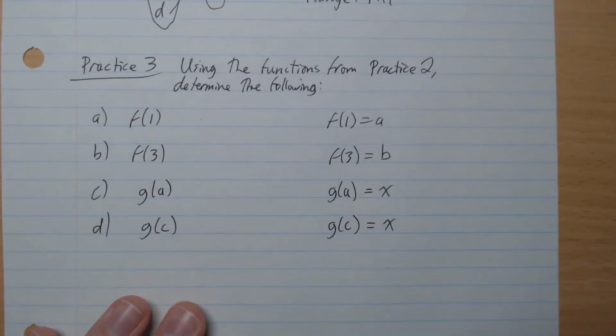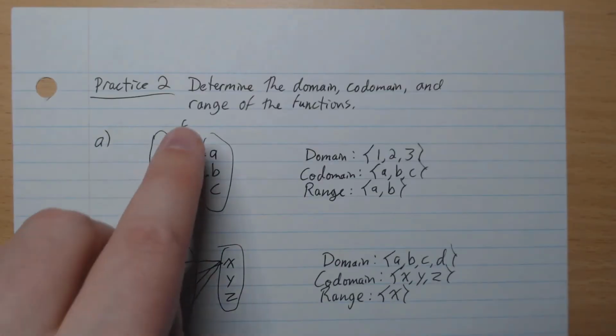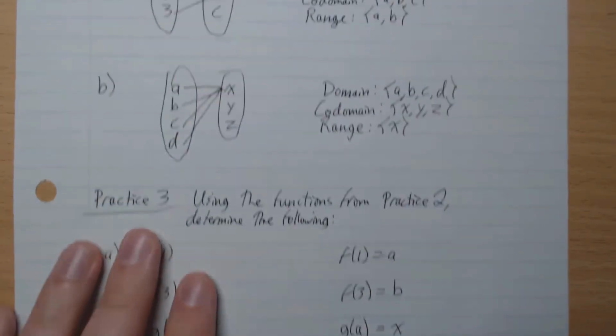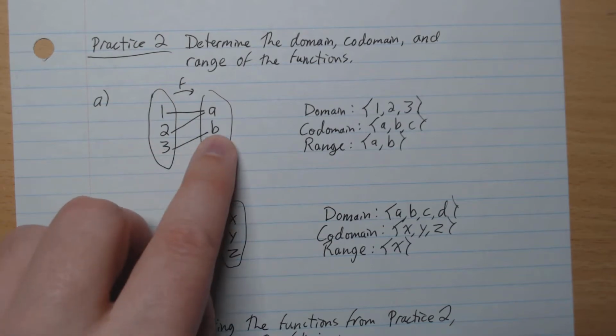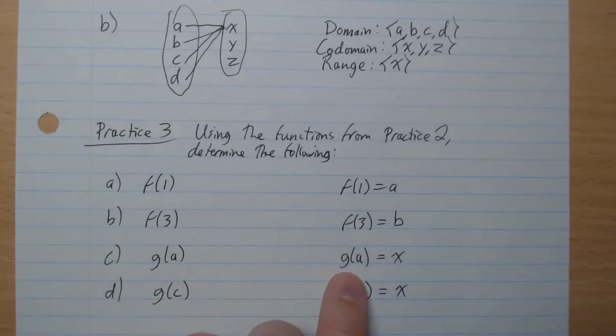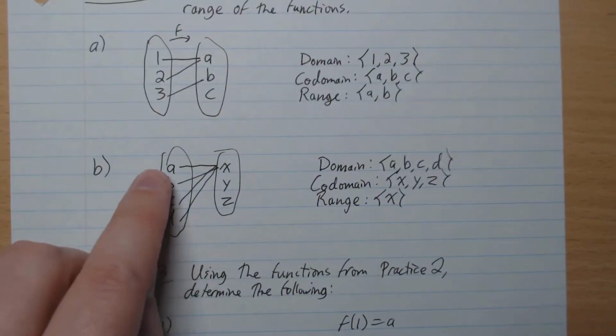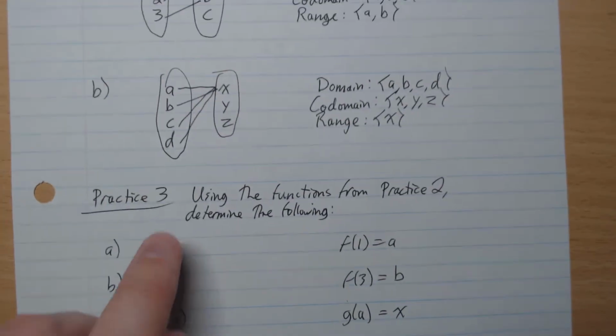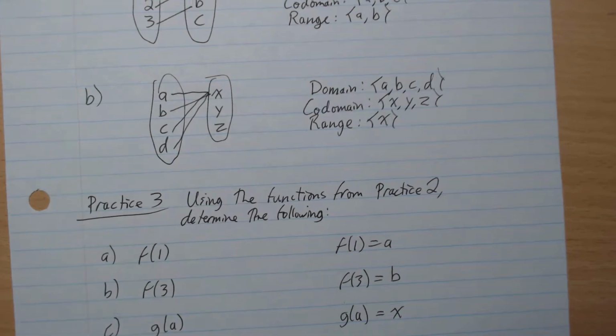Okay, so f of 1 is a, right? f of 1 is a. f of 3 is b, like that. g of a is x, a is being sent to x, like that. And g of c is x, c is being sent to x as such.